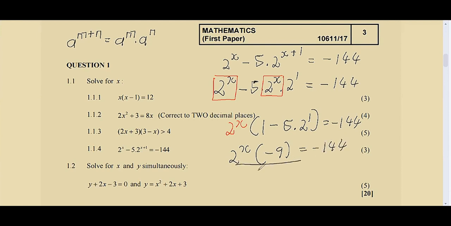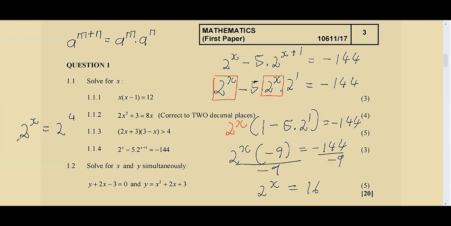Let's divide both sides by this negative 9. And then this would be 2 to the exponent of x is equals to 16. But then we are dealing with exponents, so we need to write this 16 here in terms of exponents. So this would be 2 to the exponent of x. If you just say 16 equals, it will just write it in terms of the simplified base form, which is 2 to the exponent of 4, right?